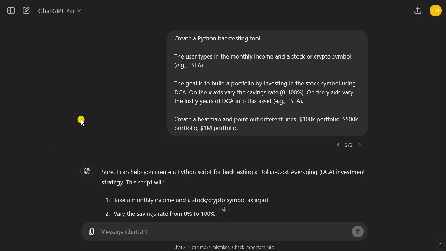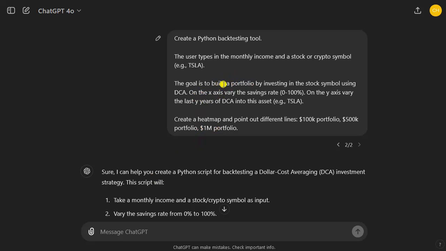So I've been playing with ChatGPT-4o for finance a bit more, and I asked it to create a Python backtesting tool where we can type in a monthly income and a stock symbol, for instance Tesla stock, TSLA, and we want to model or backtest a portfolio by investing a certain amount, doing dollar cost averaging, a certain percentage of the income.